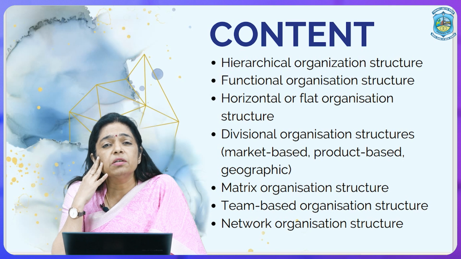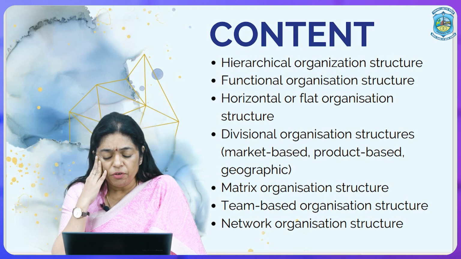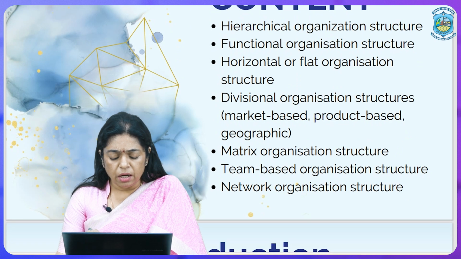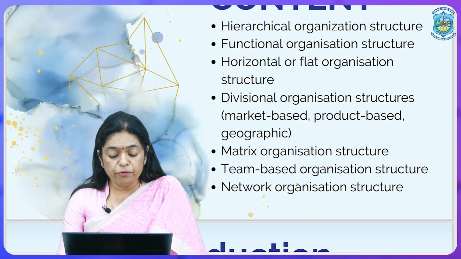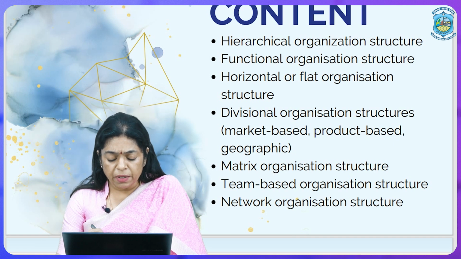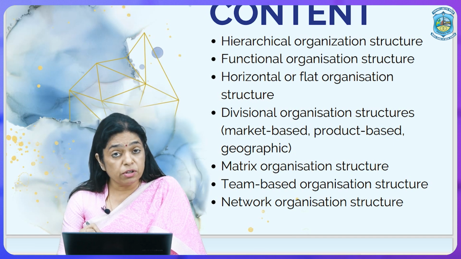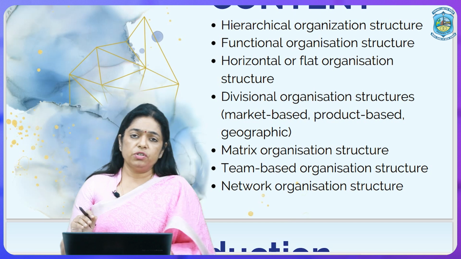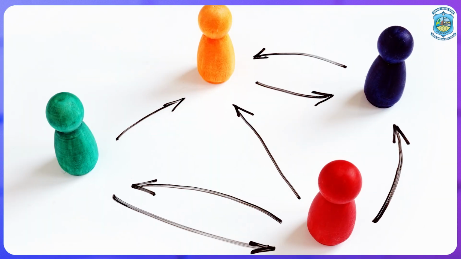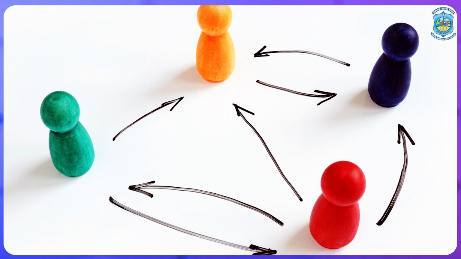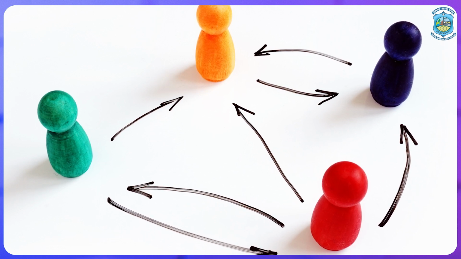Mainly we would be speaking on hierarchical structure, functional, divisional. Divisional would be further categorized into market and product, geographical, then what is matrix organization structure, team based, and network organization structure. So let me first start with the first structure, that is the hierarchical organization structure.